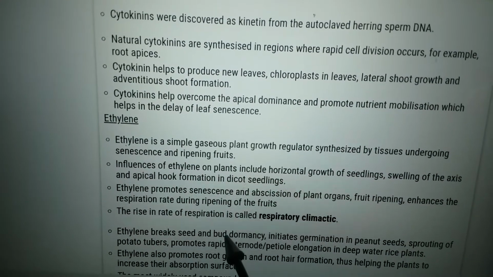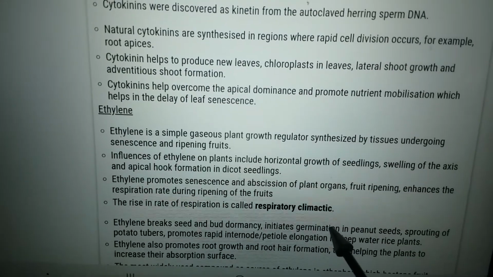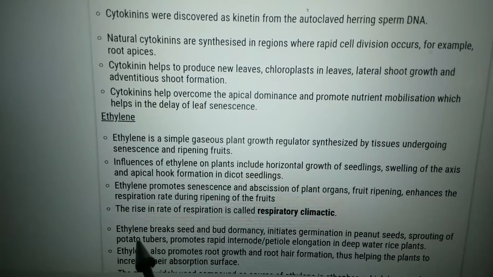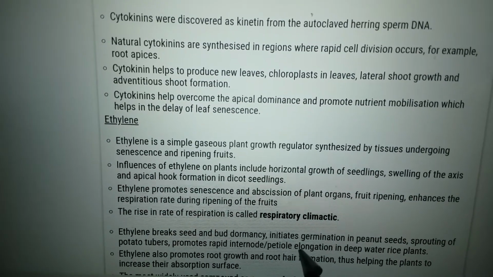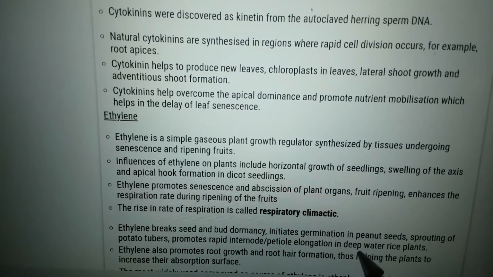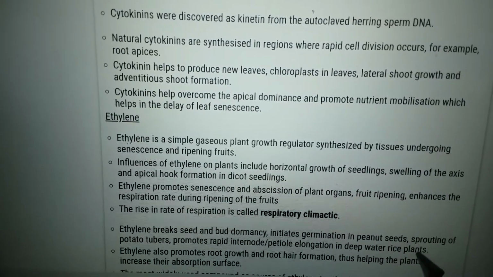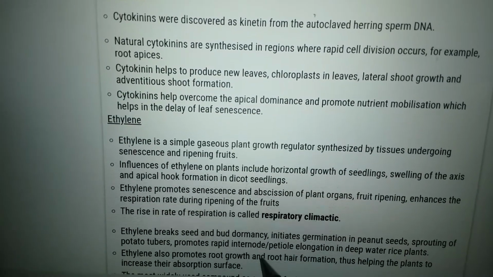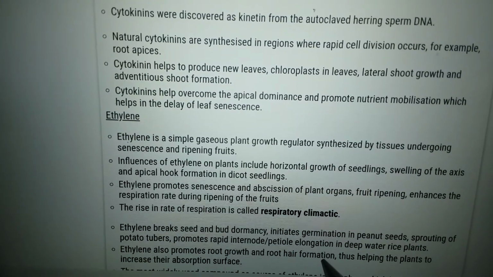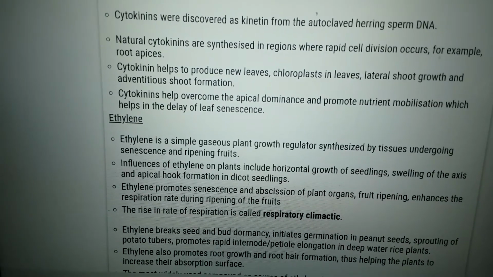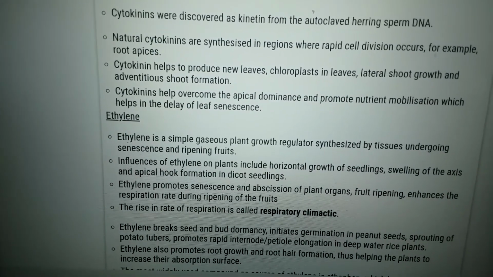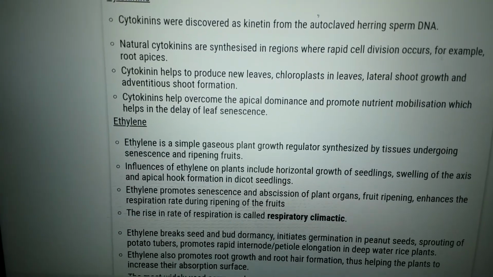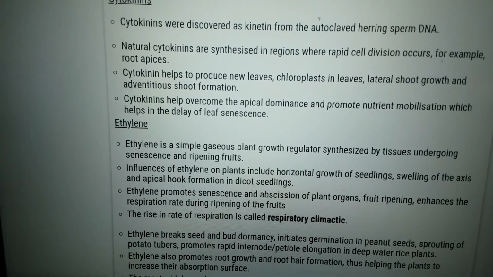Ethylene breaks seed and bud dormancy, which initiates germination in peanut seeds and sprouting of potato tubers. It promotes rapid internode and petiole elongation in deepwater rice plants. It also promotes root growth and root hair formation, thus helping the plants to increase their absorption surfaces due to production of root hair and root growth.